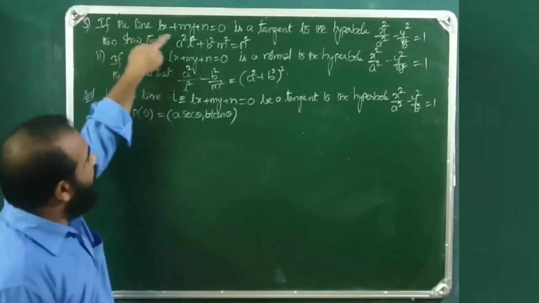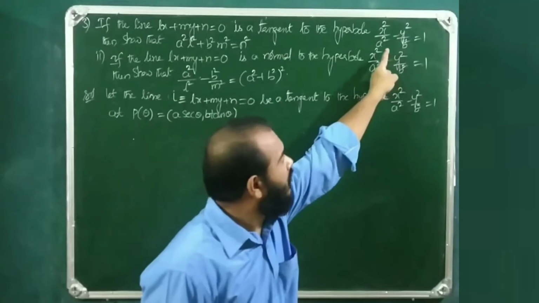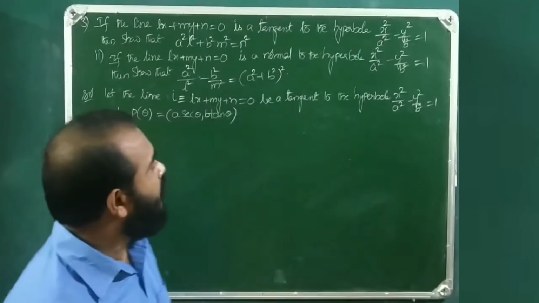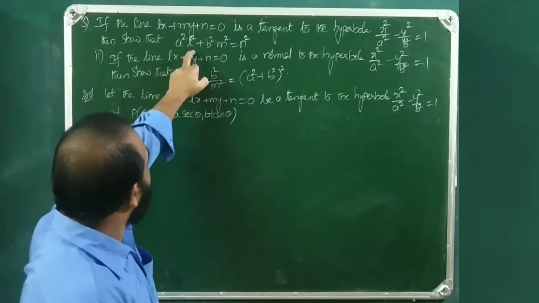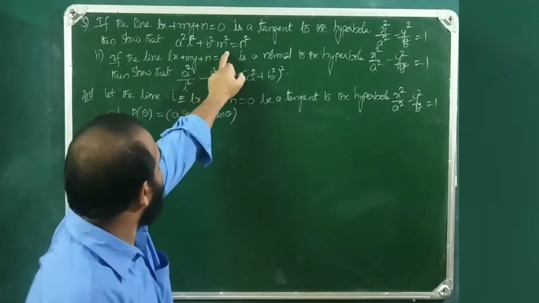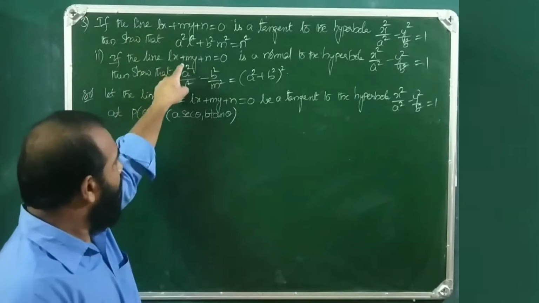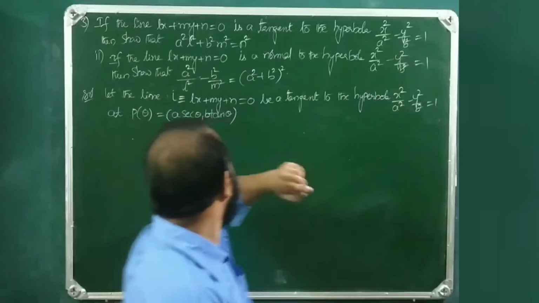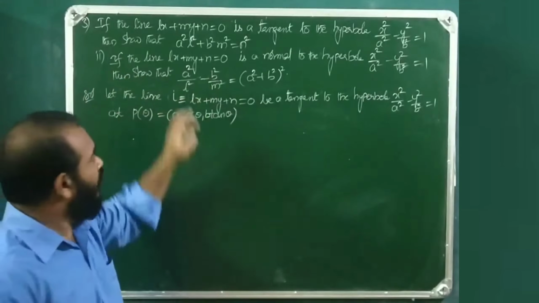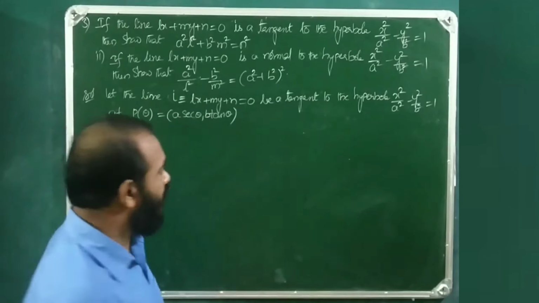If the line Lx plus My plus N equals 0 is a tangent to the hyperbola x square by a square minus y square by b square equals 1, then show that a square L square minus b square m square is equal to n square. The second bit is, if the same line Lx plus My plus N equals 0 is a normal to the hyperbola, then this is what we need to prove: a square by L square minus b square by m square equals a square plus b square whole square.